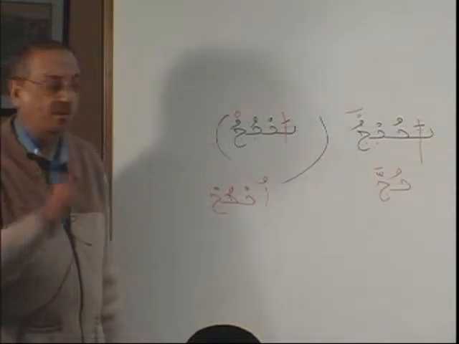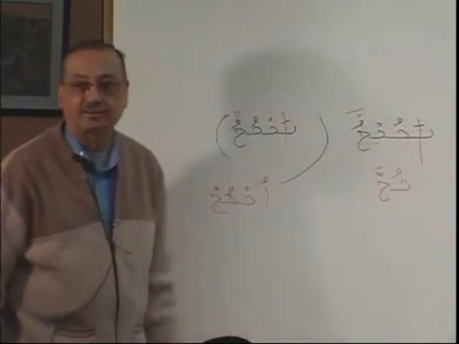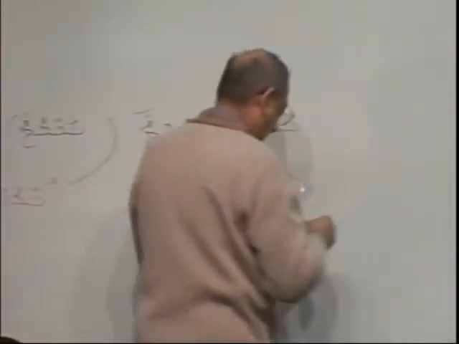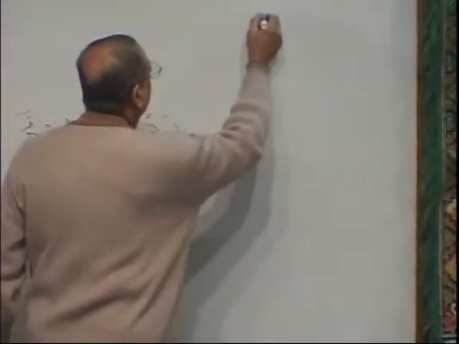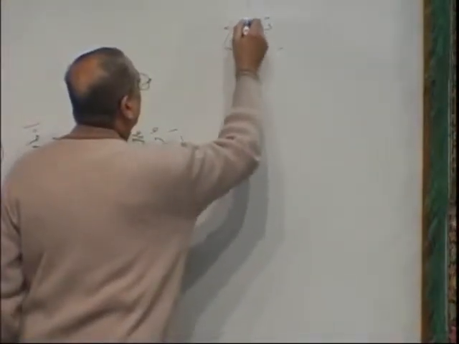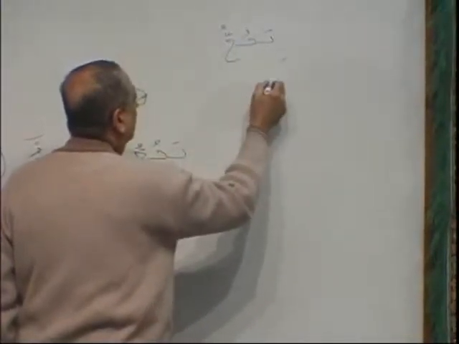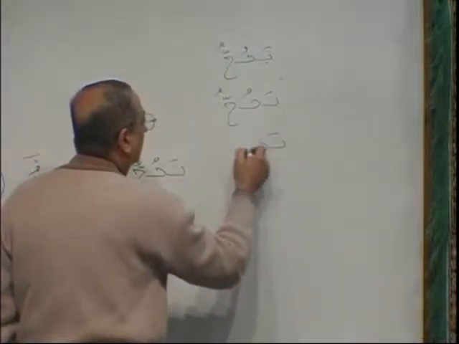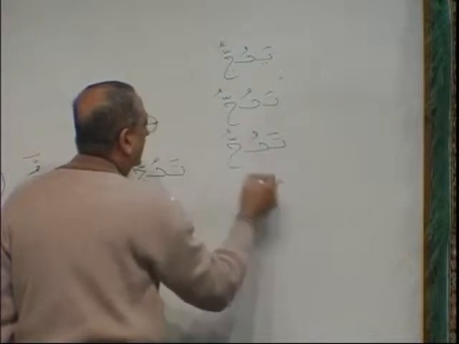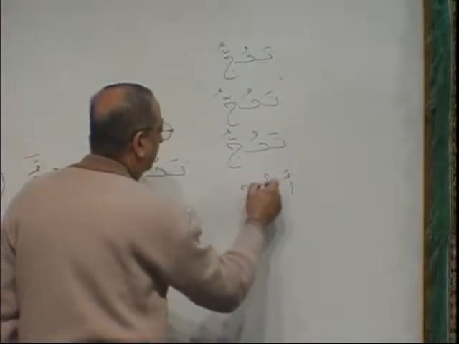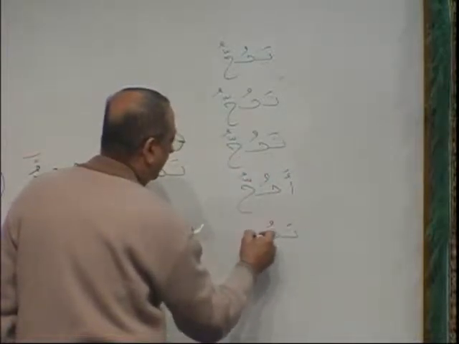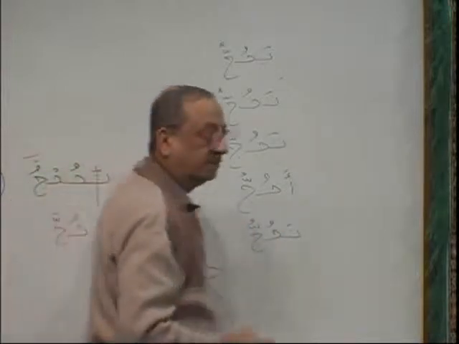Are you with me? Now, I tell you one more thing: the five in your pocket. What is the five in your pocket, brother? I will write it down. Yahujju, tahujju, tahujju, ahujju, and then nahujju. Are you with me, brothers and sisters?